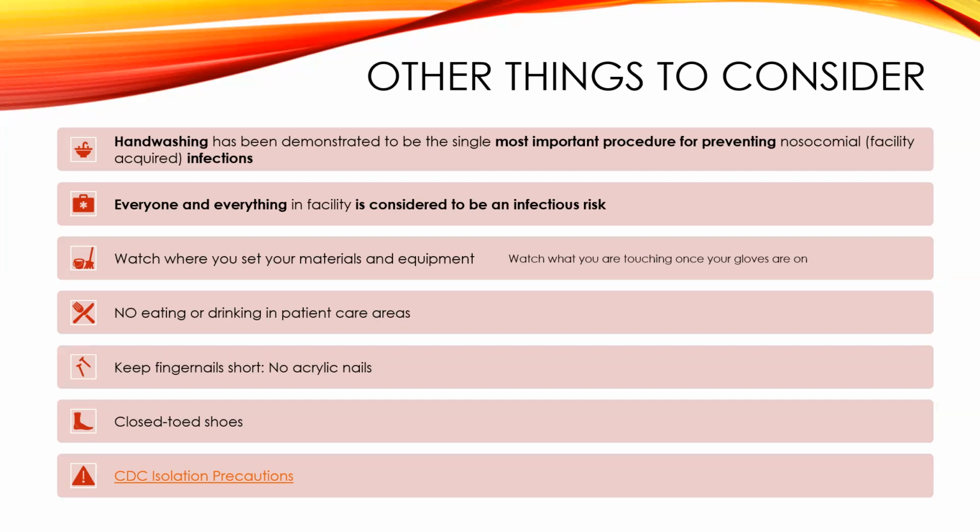Everyone and everything in a facility is considered to be an infectious risk. So with that said, you want to really watch where you set your materials and your equipment. If you have a big binder, or maybe you're carrying around a couple books, find a cubby, find a counter or something that you can set it on instead of setting your stuff on the floor of the hospital, for example. And then picking that up from the floor and moving along to the next patient room, and we're working with people that are compromised. So we really need to be extra cautious about where we're putting stuff and where we're picking stuff up from.